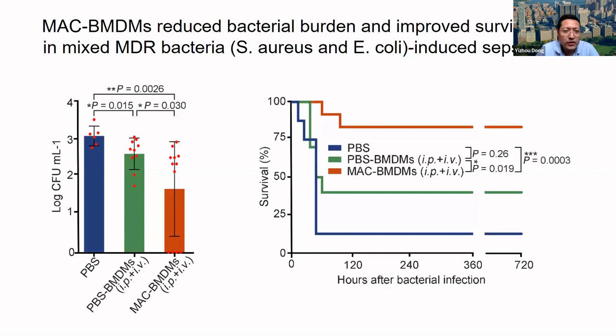Therefore, we used multi-drug resistant bacterial infections, and also we used mixed bacteria, S. aureus and E. coli. On the left, the y-axis is bacterial load, and the x-axis shows different treatment groups. We can see that the engineered macrophages significantly reduce the bacterial load compared to the other 2 control groups. And more importantly, these engineered macrophages can greatly improve mouse survival. Here you can see over 80% mouse survival compared with the other 2 control groups.